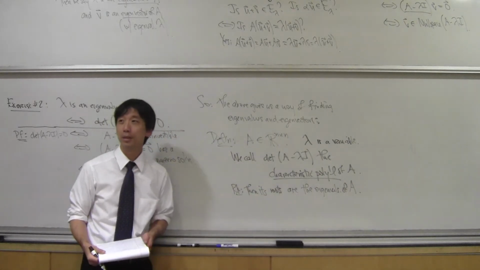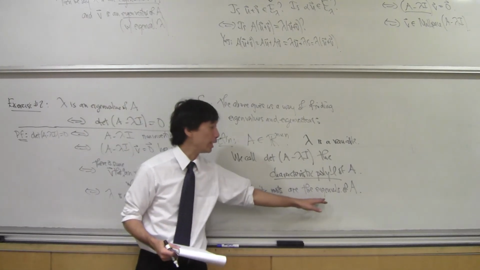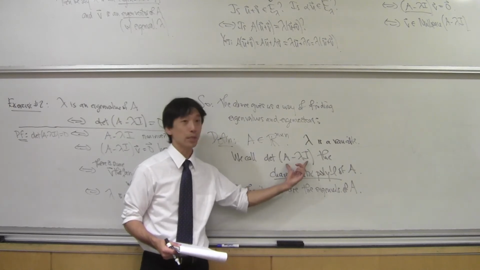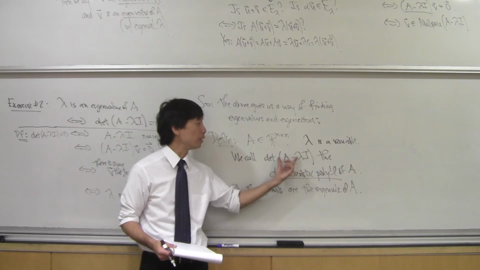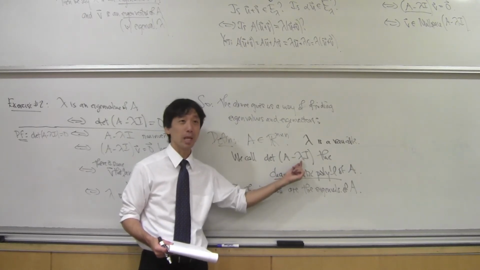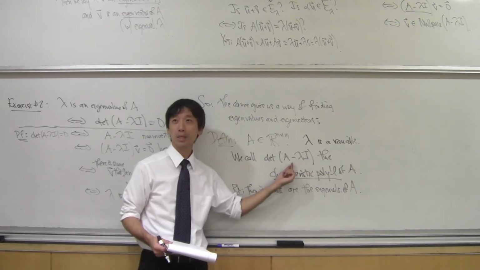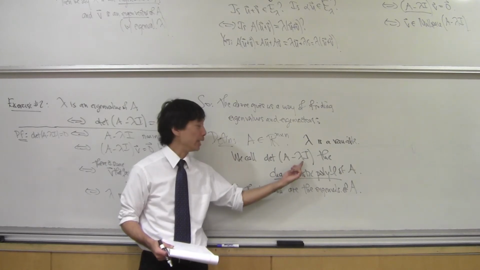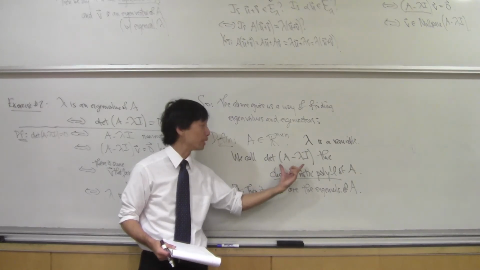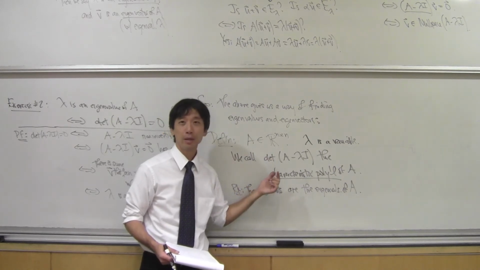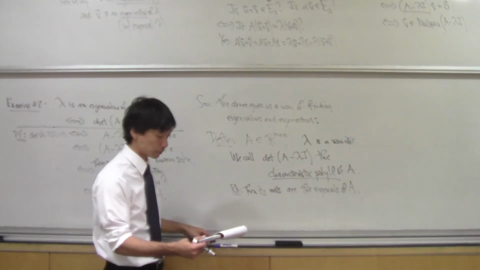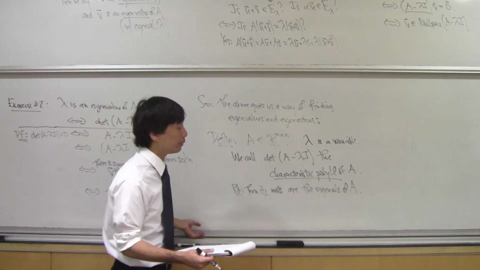Right? If you have any number such that this is equal to zero, that's going to be an eigenvalue. Lambda is your variable, and if there's some lambda that makes this thing equal to zero, that's going to be an eigenvalue.